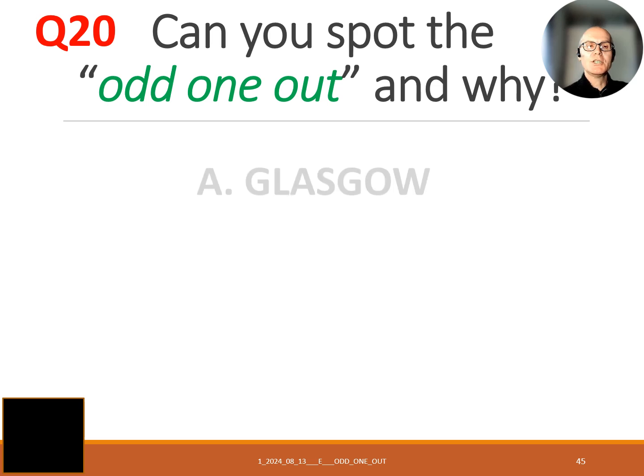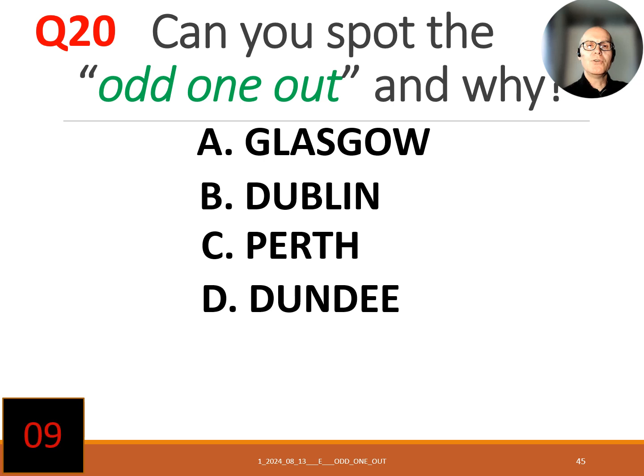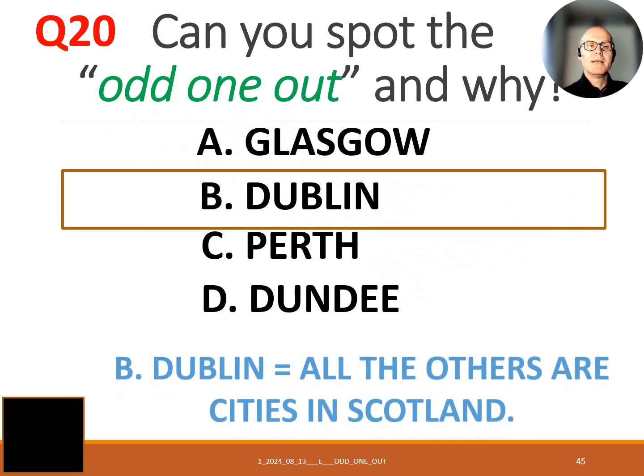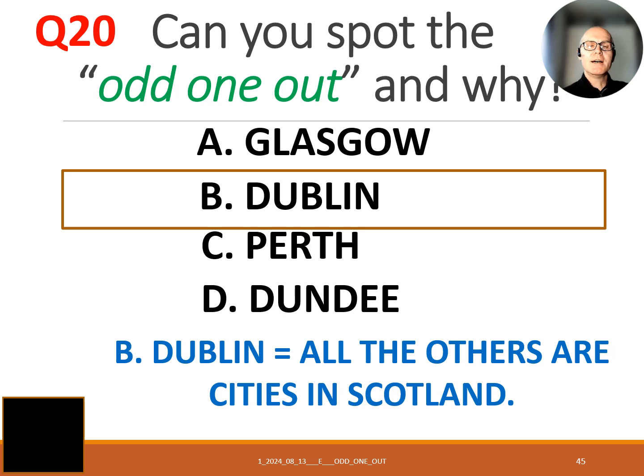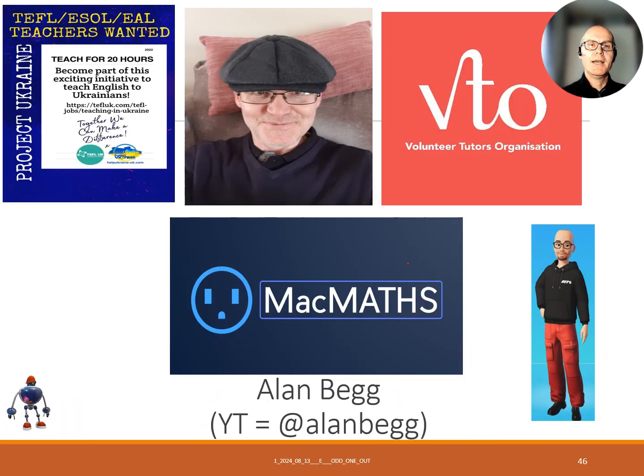Question 20, the last question. Glasgow, Dublin, Perth and Dundee. What was the odd one out here and why? The odd one out here was Dublin. The other cities are in Scotland. Dublin, of course, is in the Republic of Ireland. It's the capital city of the Republic. How did you do there?